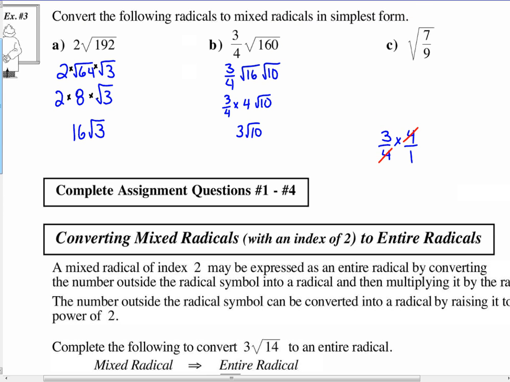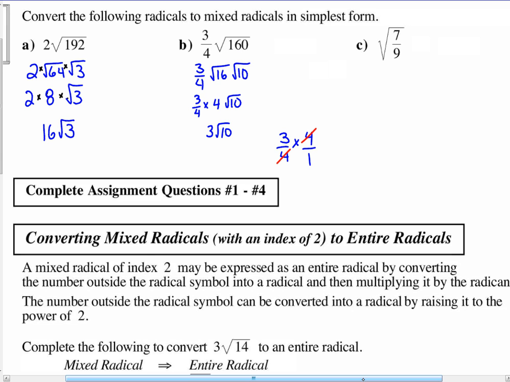Okay, let's move to this one. Okay, what are we going to do with C? Divide. So root, and we're going to have 2 separate radicals. So root 7 over root 9, which equals, no, we don't want decimals. Silly. Which one can we simplify? The 9. Root 9 is 3.